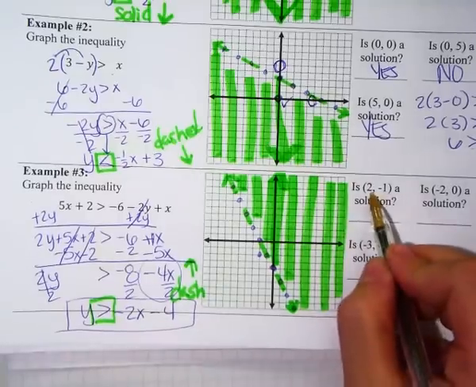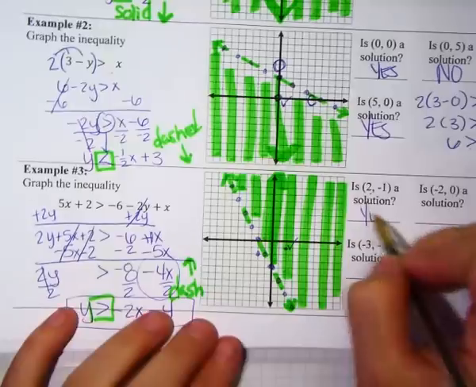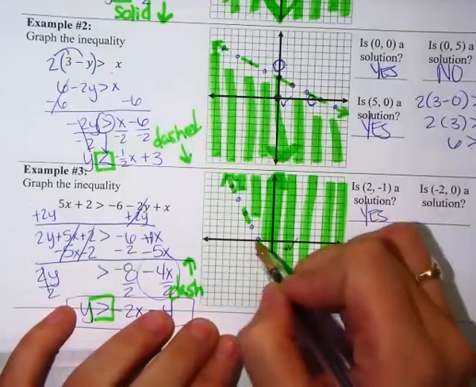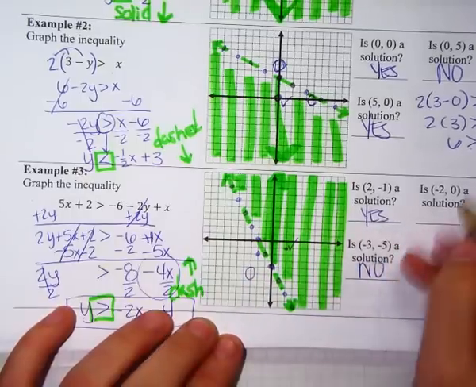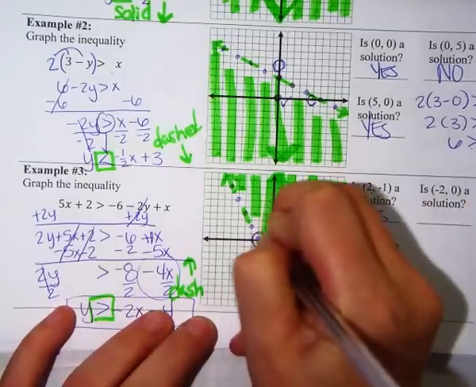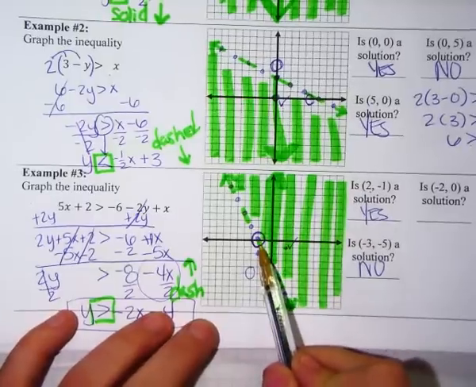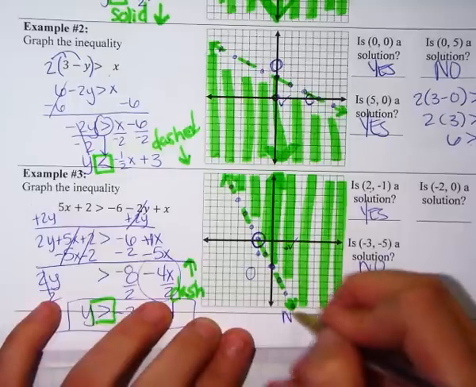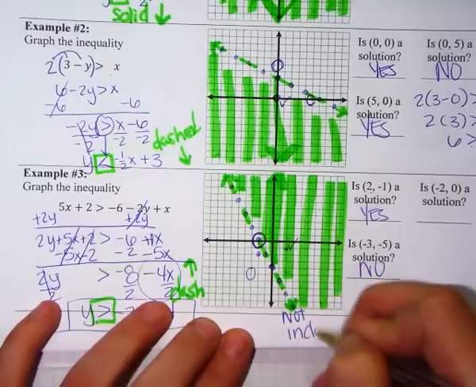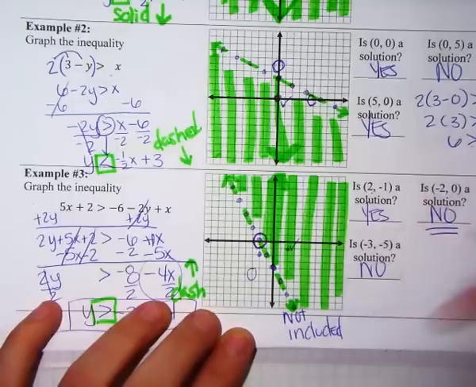Is 2, negative 1 a solution? Yes. Is negative 3, negative 5 a solution? No. Negative 2, 0. So here, it's a point on the dashed line, and since the dashed line is not included, then negative 2, 0 is not a solution.